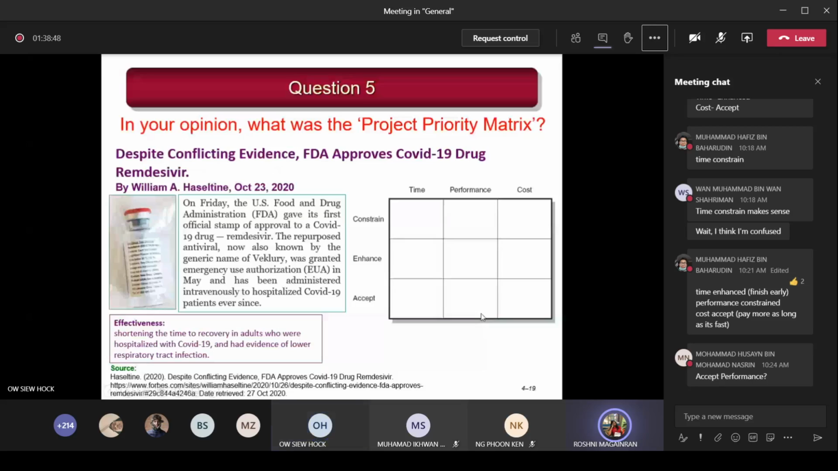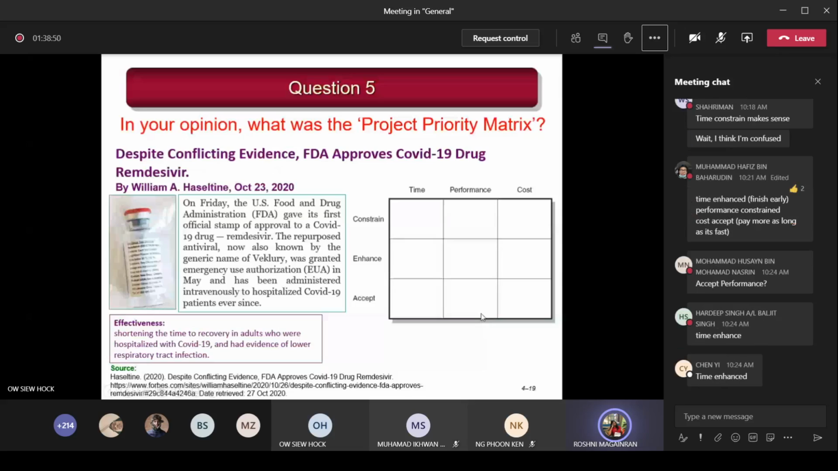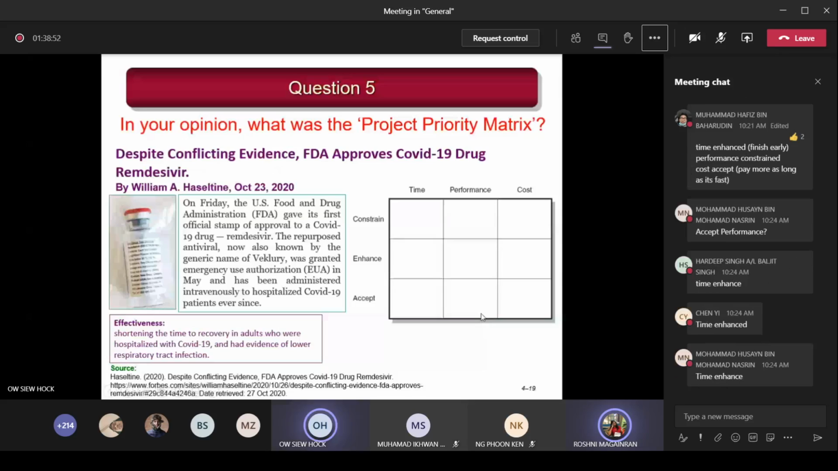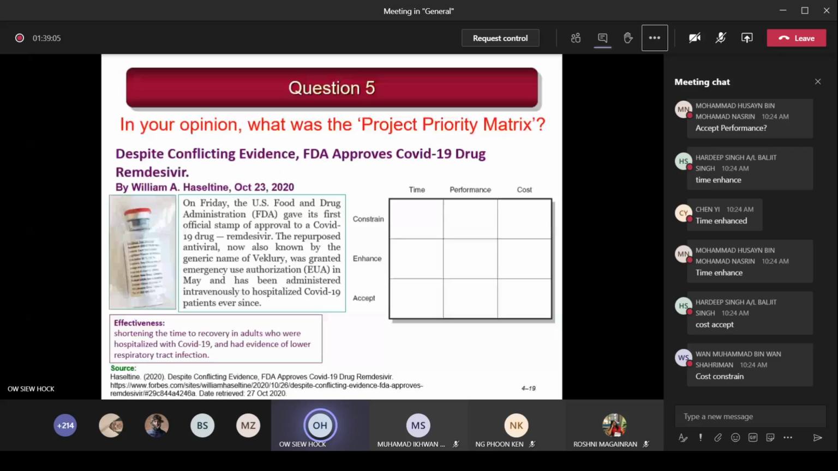Time. Constraint. It means fixed. Time means fixed. It means it should be what? Yes, enhanced, because they try to come out as soon as possible. They want the profit from the market first. So instead of, let's say, 3 years to produce, now I come out within 1 year. I don't meet the performance, which is supposed to kill the virus. I cannot kill the virus. I just do something first, then quickly produce and market it. So time should be enhanced.